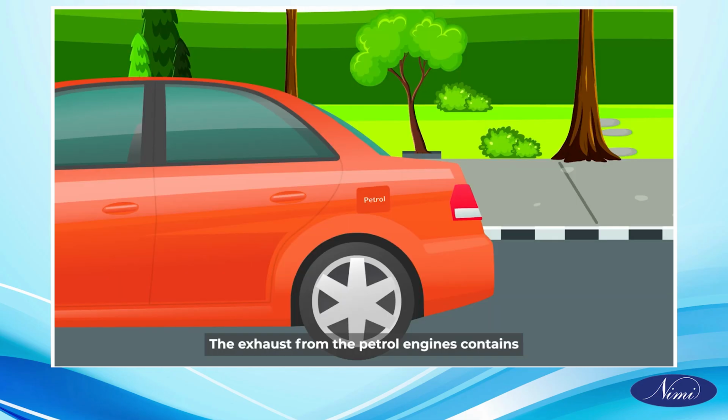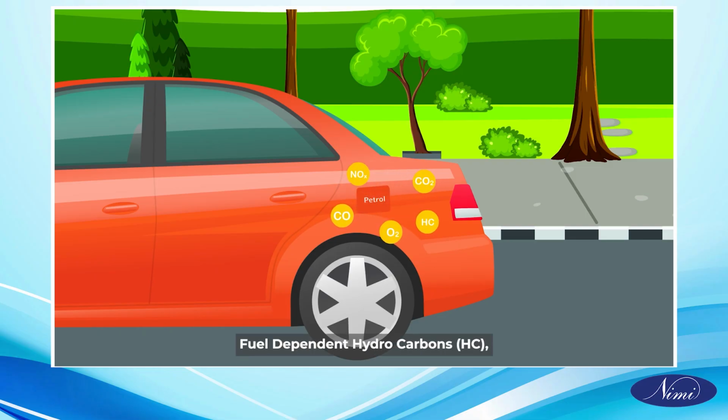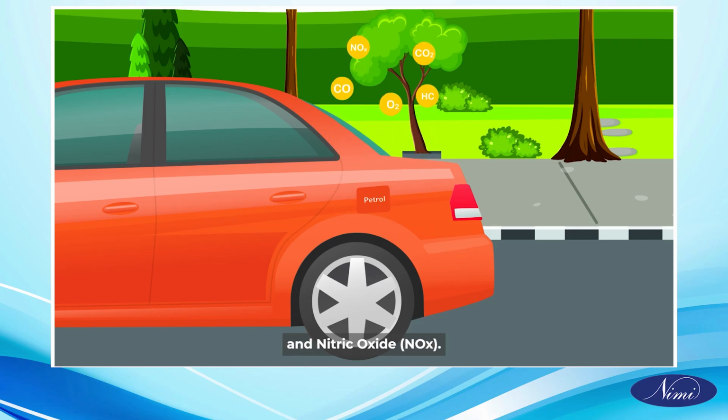The exhaust from petrol engines contains carbon monoxide, CO, carbon dioxide, CO2, fuel-dependent hydrocarbons, HC, oxygen, O2, and nitric oxide, NOx.